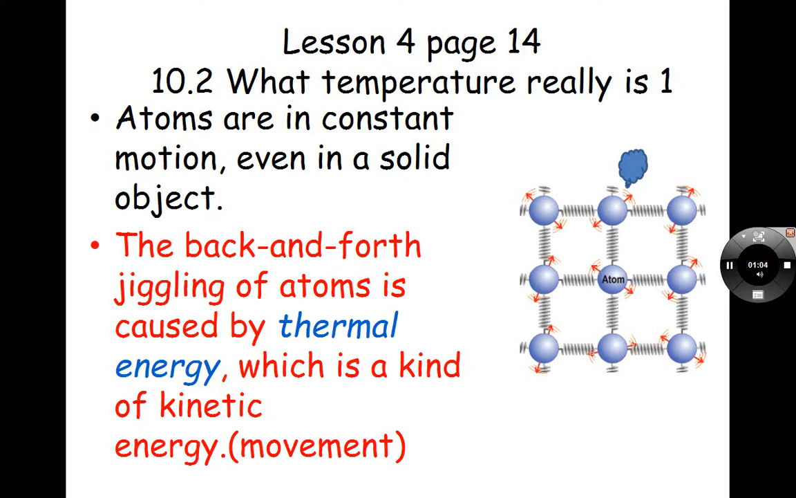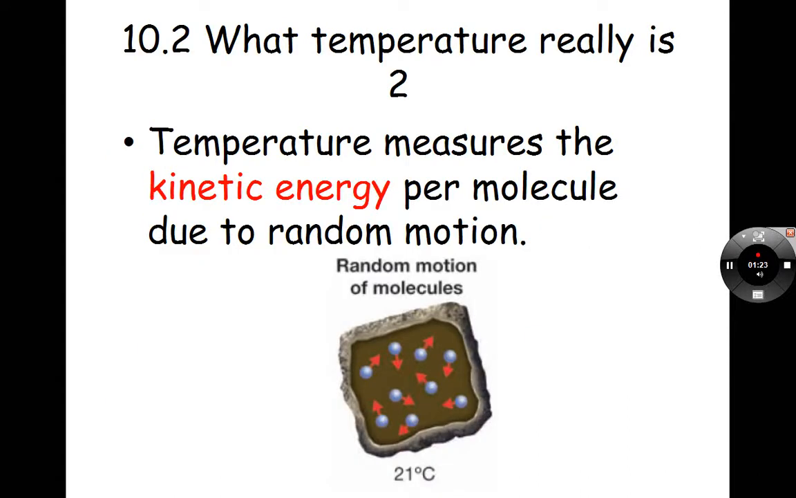The slower it's moving, the lower the temperature, the more likely it will be a solid. And in most solid cases, the atoms are right next to each other, tight packed, very cozy, but they're still humming and shaking. Temperature measures the kinetic energy per molecule due to random motion. Remember, folks, temperature basically is the speed limit. So if you're going really fast, it's a high temperature. If you're going really slow, it's a lower temperature.